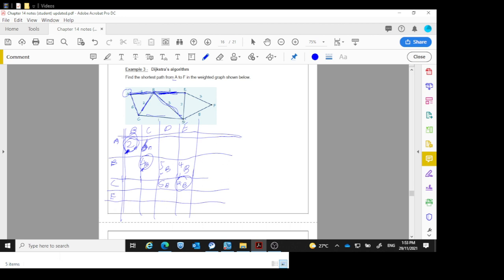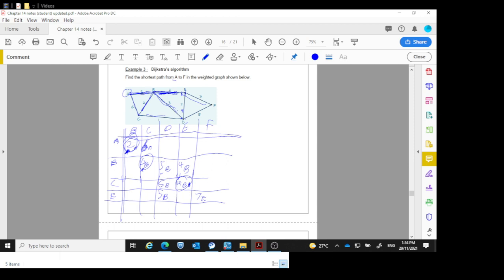Okay, E. E can connect to D or F. Let's do D. So it connects to D in 2 ways, or circle scribbled all over that. 2 plus 4, as we've circled the 4, 2 plus 4 is 6. I've got a 5, so 5 is still the smallest. And it connects to F in 3. 3 plus 4 is 7, and that's coming from letter E.